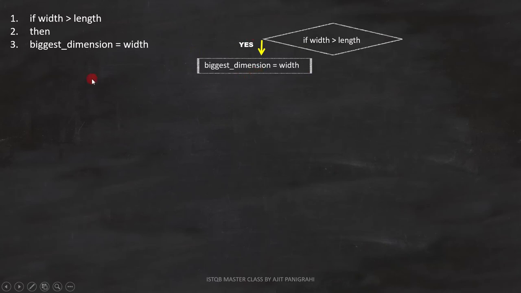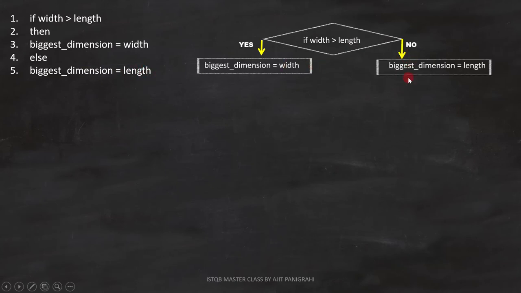Now let's analyze line number 4 and 5, which is else biggest dimension equals length. This is how we have to represent it in flowchart. Else means if the condition becomes false, this statement will execute. And the sixth line is end if. That means condition on line number 1 ends here. This is how we have to draw the flowchart.